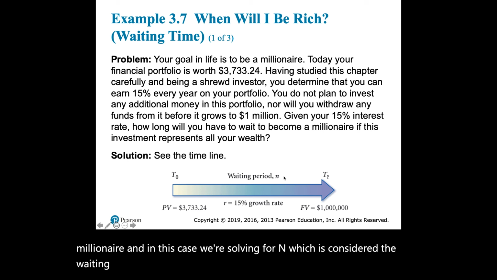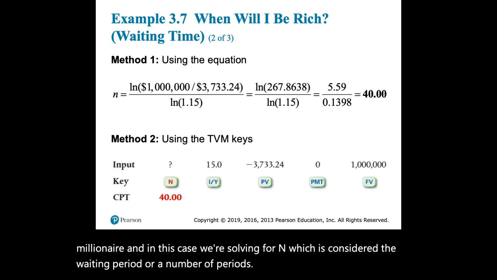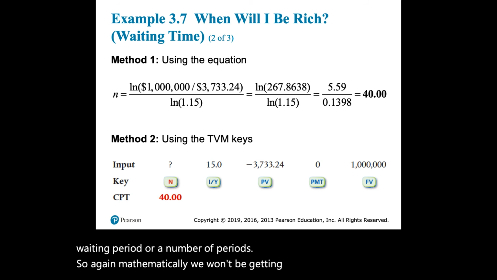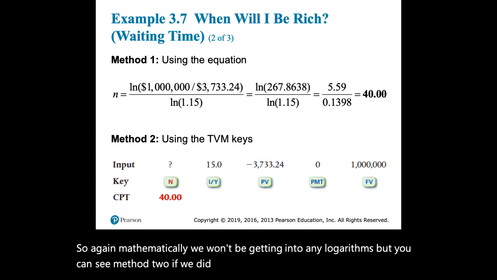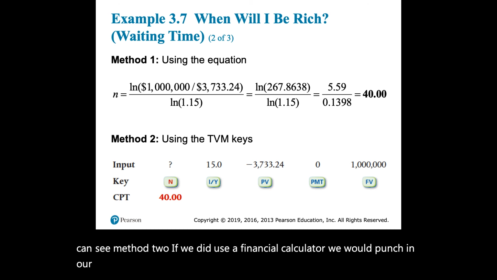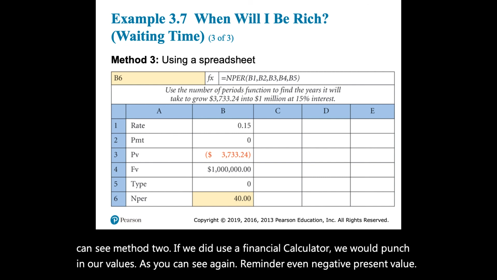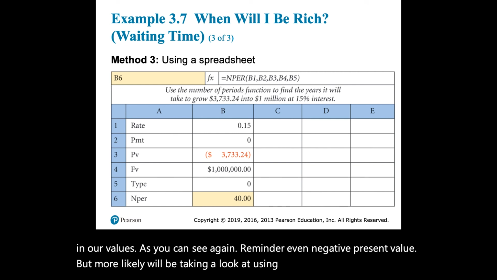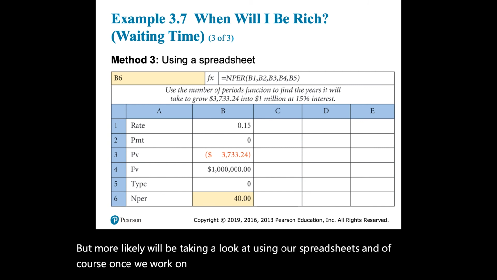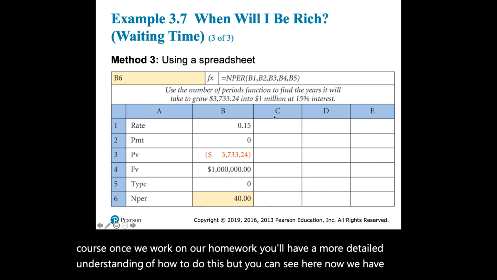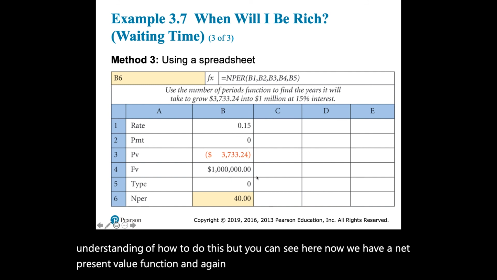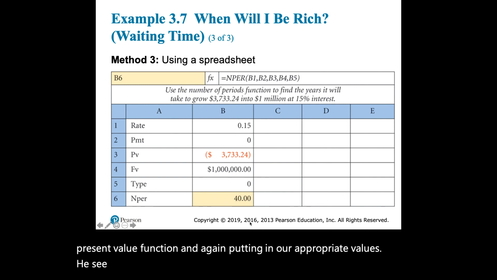So again, mathematically, we won't be getting into any logarithms, but you can see in method 2, if we did use our financial calculator, we would punch in our values. As you can see, again, reminder, we have a negative present value. But more likely, we'll be taking a look at using our spreadsheets. And of course, once we work on our homework, you'll have a more detailed understanding of how to do this. But you can see here now we have the NPER function. And again, putting in our appropriate values, you see that it's going to take 40 years to reach that $1 million goal. So those are just a couple examples.